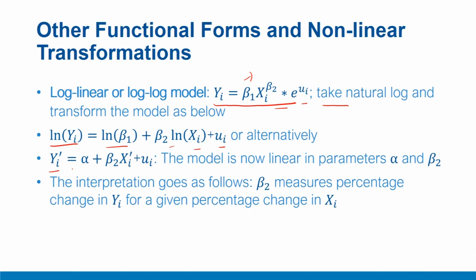Now this final transformed model, notice it is linear in parameters alpha and beta 2, and therefore we can estimate this model through the OLS regression procedure. The interpretation of beta 2 here is important, which is the coefficient of interest. Beta 2 measures the percentage change in yi for a percentage change in xi. Because this is a log-log transformation, that is why it is percentage change in yi for a given percentage change in xi. But for all times to come, remember that the original nature of the equation has transformed.